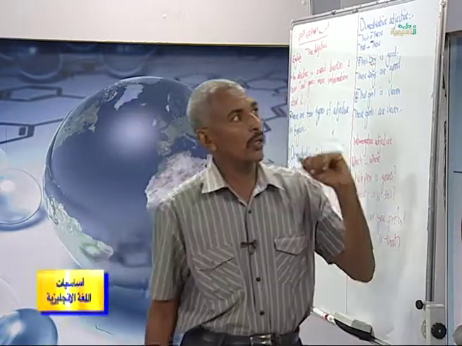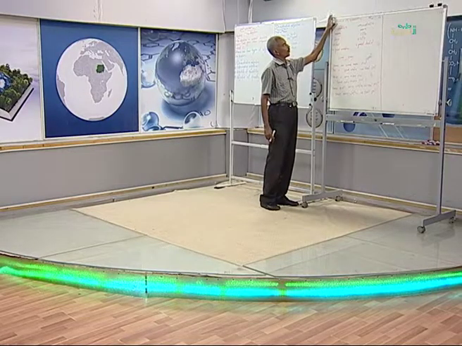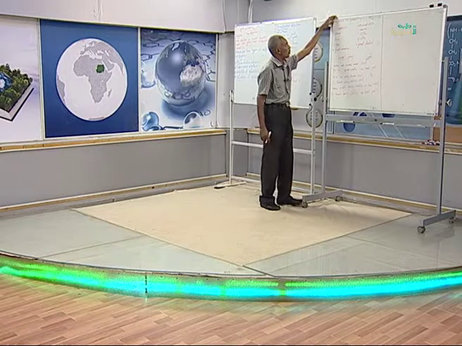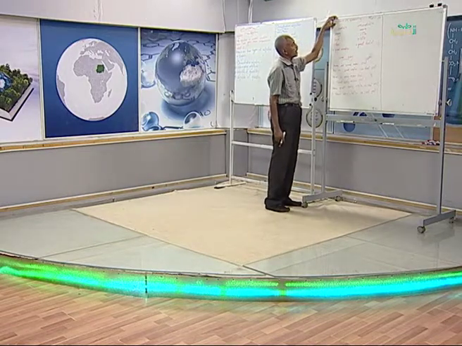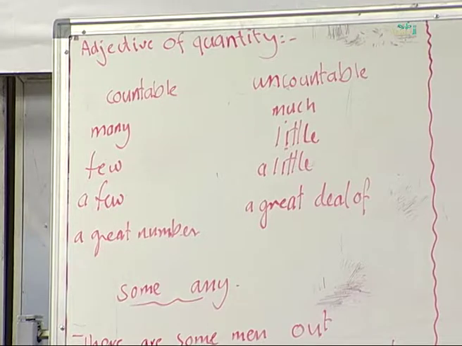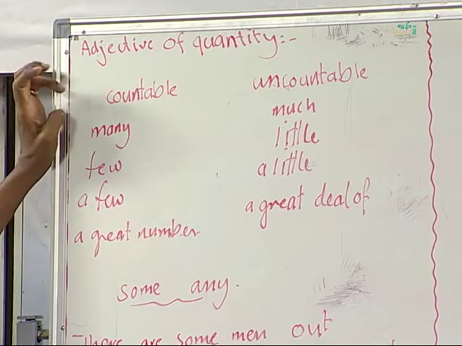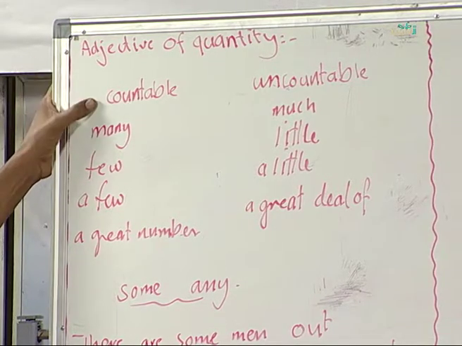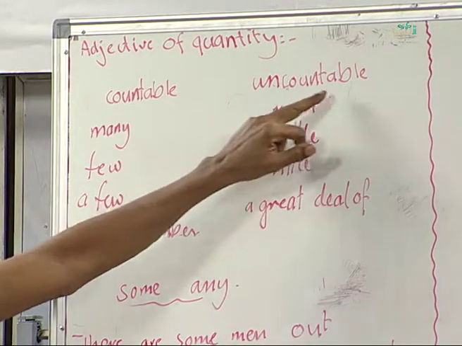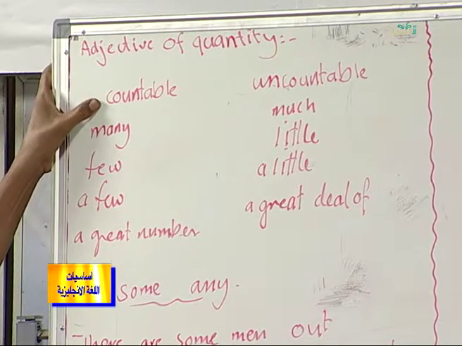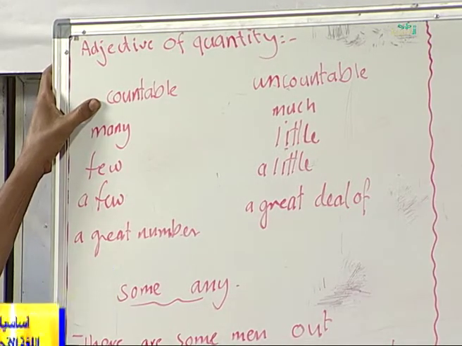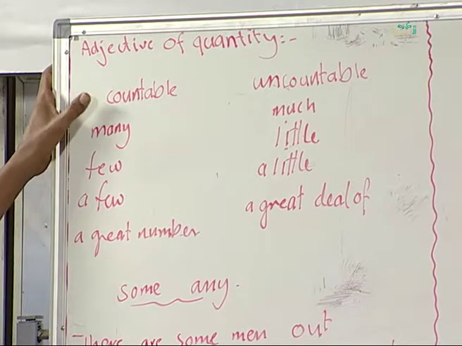To continue, we have adjectives of quantity. To know something about adjectives of quantity, this means that we have to know more about nouns. There are two types of nouns according to numbering. The first one we call countable nouns. The second one we call uncountable nouns. For countable nouns, anything that we can count, we call it countable.